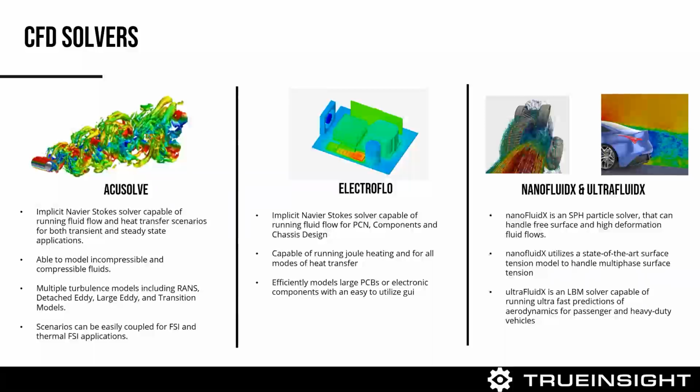The last two solvers are more advanced CFD solvers, NanoFluidX and UltraFluidX. NanoFluidX is an SPH particle solver, so SPH would be a smoothed particle hydrodynamics solver. It was developed for fluid in, for example, pistons. A good analogy is a water tanker going down the road, sloshing around. There's an interaction between the air in the tank and the water sloshing around. That's a free surface solver, and we have that capability.